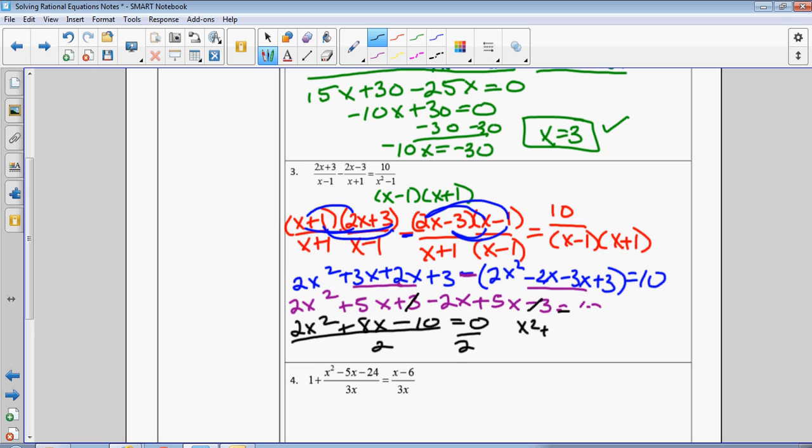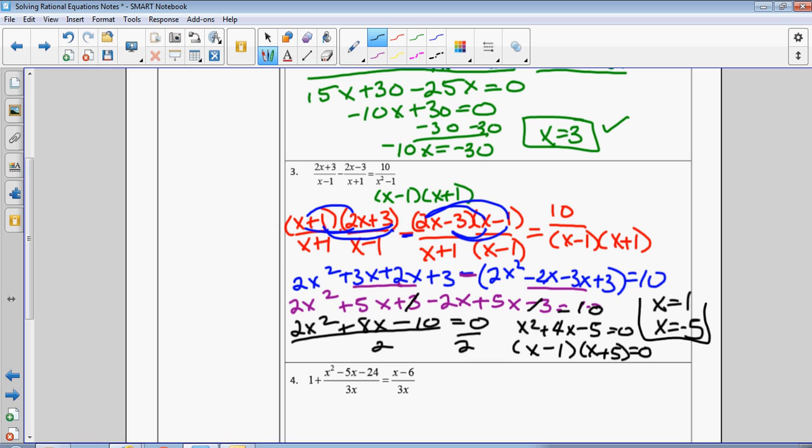Okay, so this over here was a 10. And this is going to be x squared plus 4x minus 5 equals 0. And now I'm going to factor this so that I have x minus 1 times x plus 5 equals 0. And then you set your factors equal to 0. So when I set x minus 1 equal to 0, I get x equals 1. And when I set x plus 5 equal to 0, I get x equals negative 5.